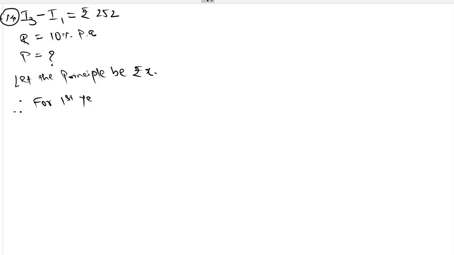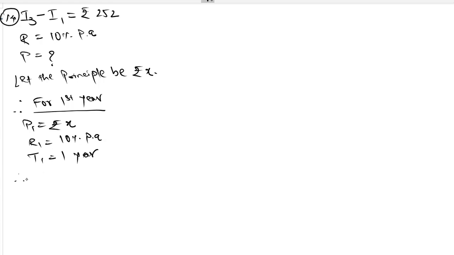For first year, P1 is equal to rupees X, R1 is equal to 10% per annum, T1 is equal to 1 year, therefore I1 is P1 into R1 into T1 upon 100, right? So I1 will be X by 10.